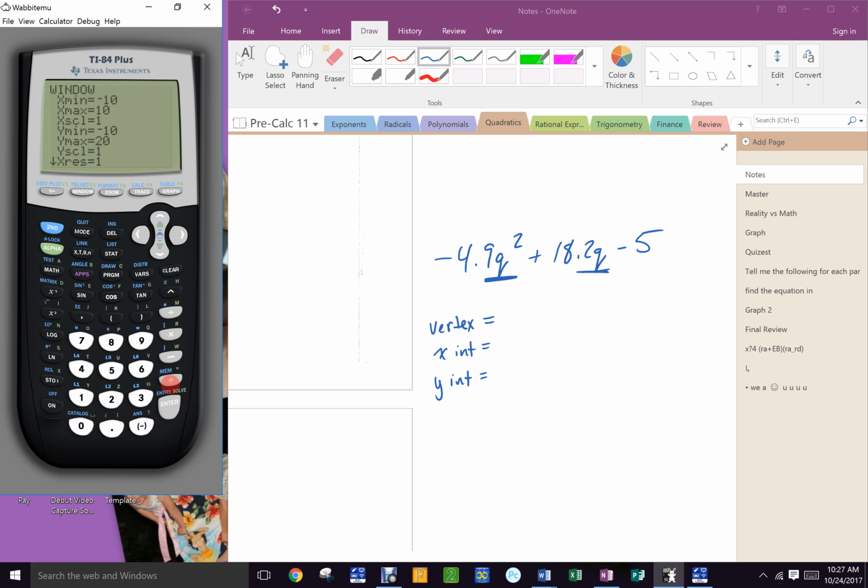Then I push enter. Then I push graph. Now can I see my whole curve? Can everybody get to there? If you cannot get to there, put your hand up.